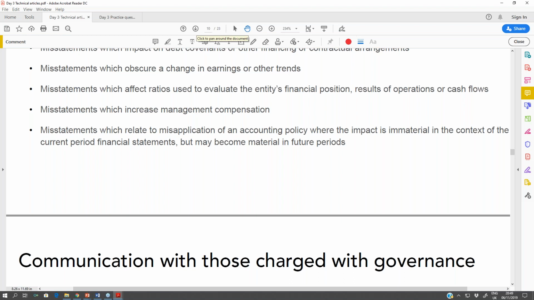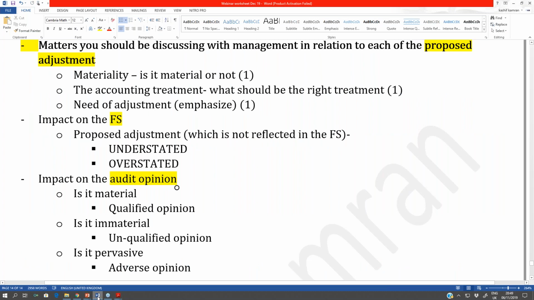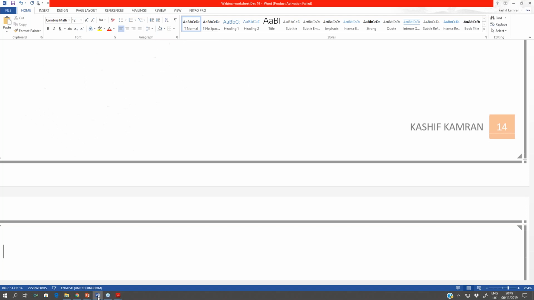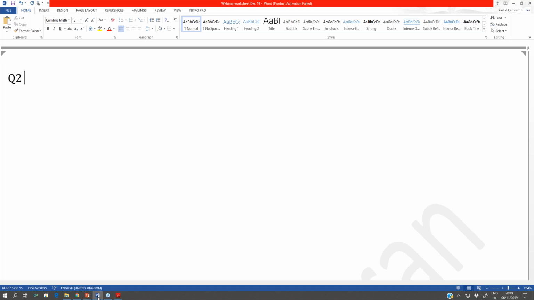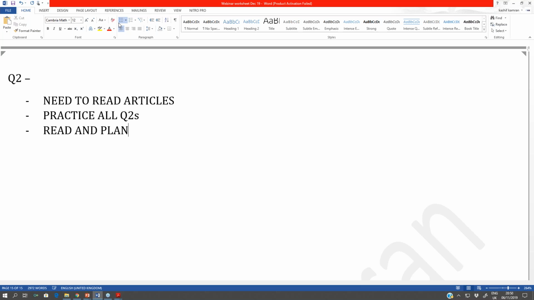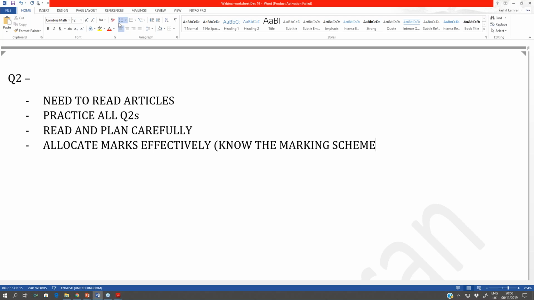When you're preparing yourself for the second question of the exam paper, what exactly is there in your mindset? First of all, the need to read articles, recommended. Practice all question twos, read and plan carefully, allocate marks effectively, know the marking scheme, and then write a proper answer. So this is all what we've done through the session today.